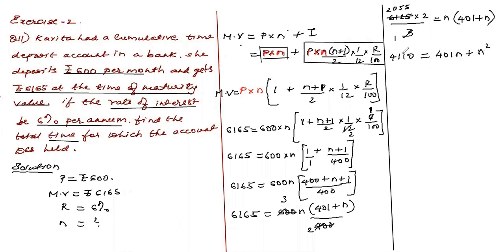So I get an idea. This I take to the other side. Therefore, n square plus 401n minus 4110 is equal to 0.